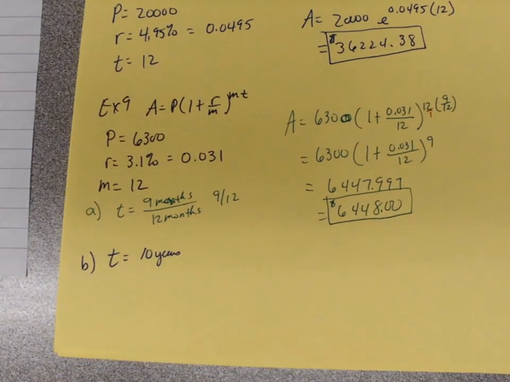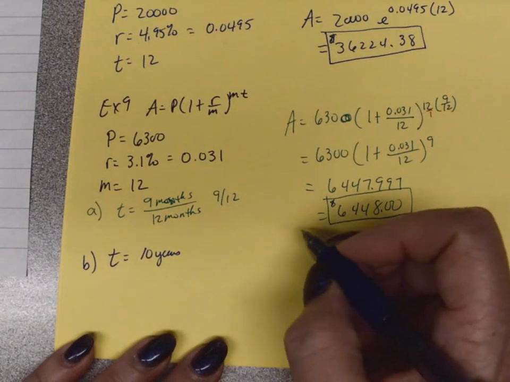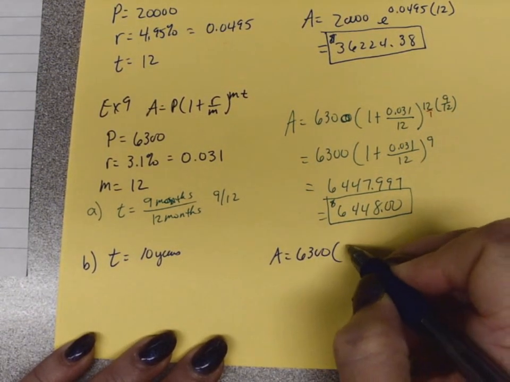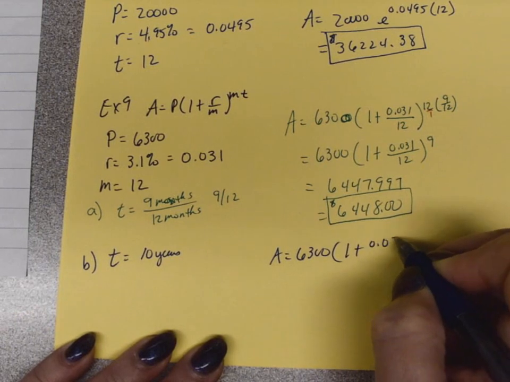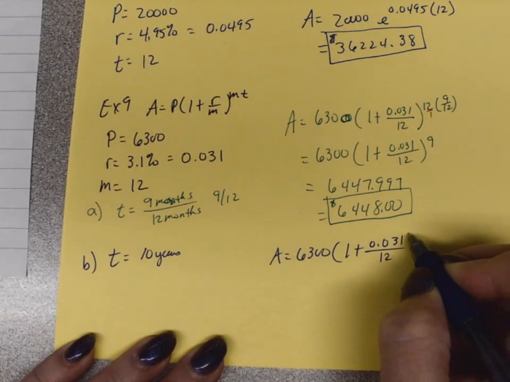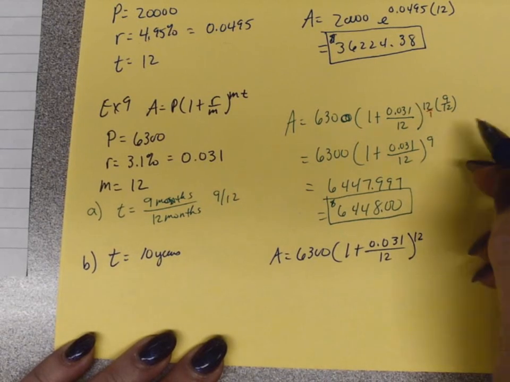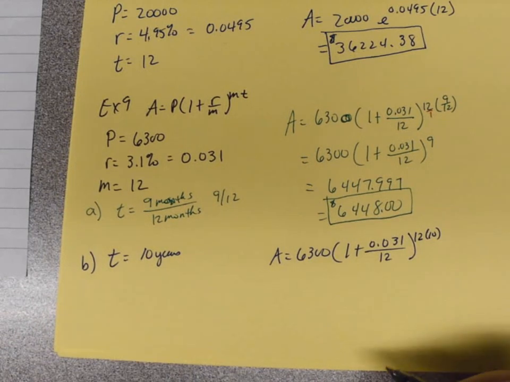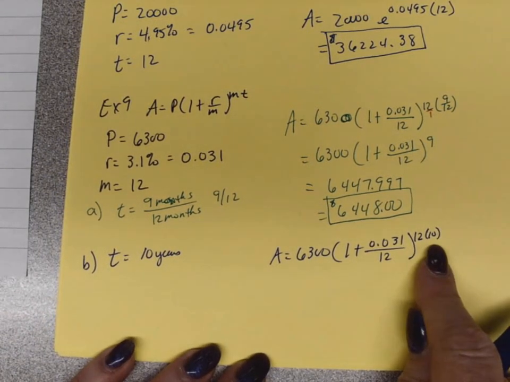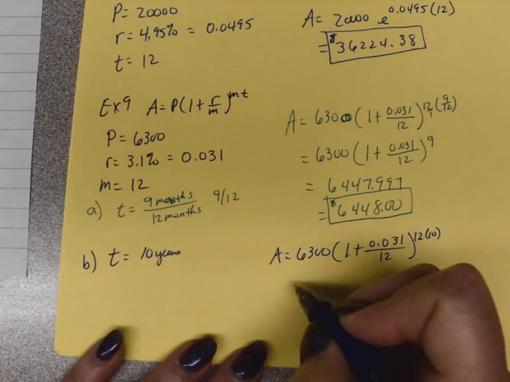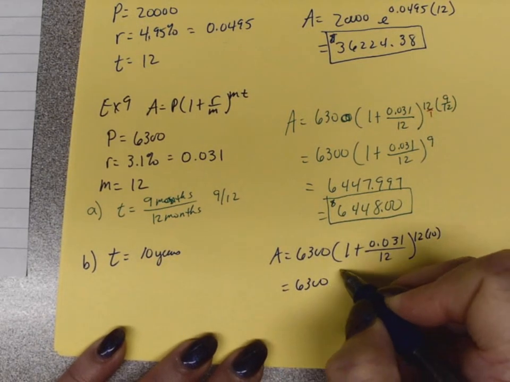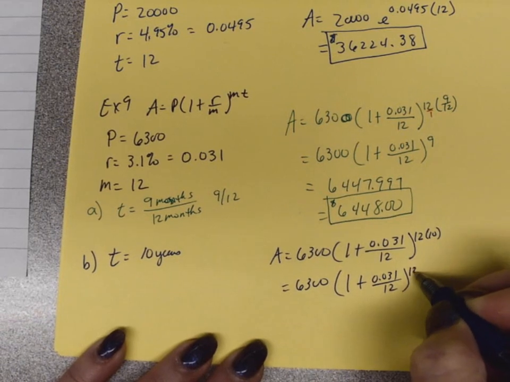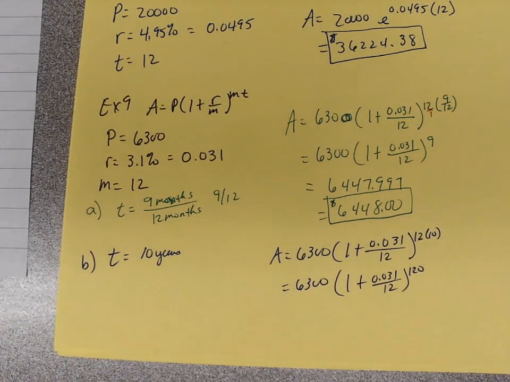All right, let's go do part B. So for B, we're going to have our 6,300, still 1 plus 0.031 divided by 12, raised to the 12, but instead of 9/12, we're going to use our T as 10. Now, if you want, you can put that in the calculator as 120 instead of 12 times 10. It doesn't matter. For some students who have the older calculators, it can make it a little bit easier, but you can put it in 12 times 10.